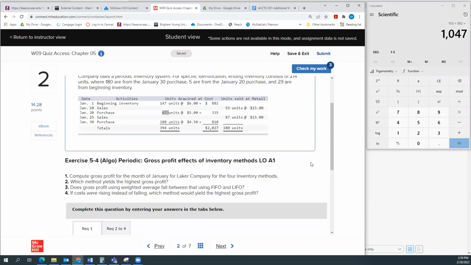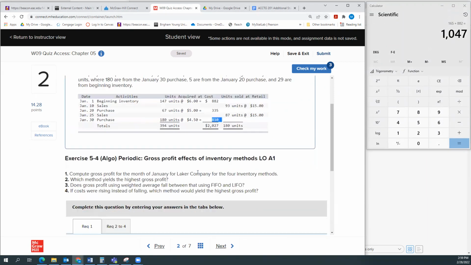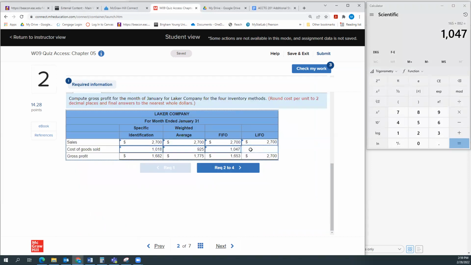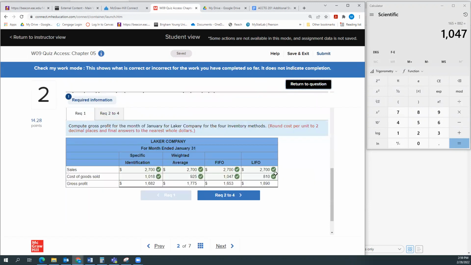And then with last in, first out, we'll assume that we sold the newest units. So we'll assume we sold all 180 of these $4.50 units. I can do the math, or it has it right here. So my cost of goods sold will be 180 units times $4.50, or $810. All right. So let me check my work. Make sure we're good. All right.